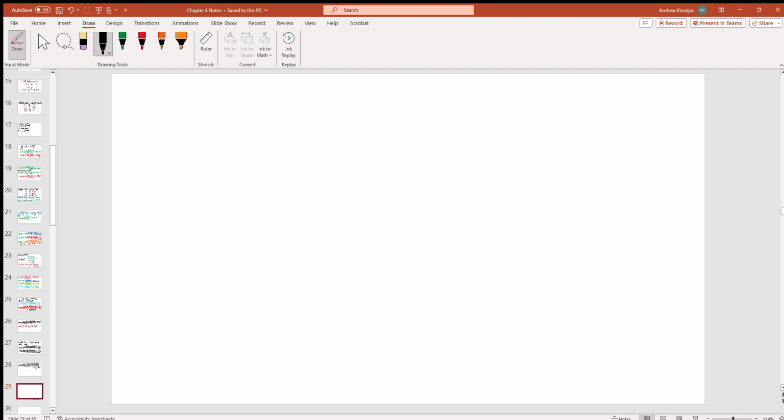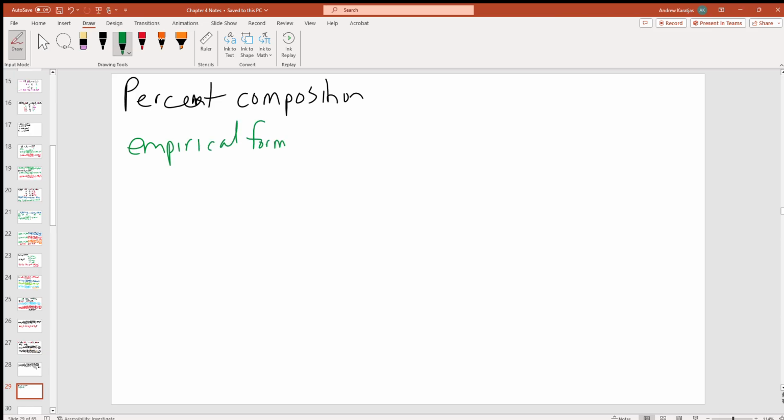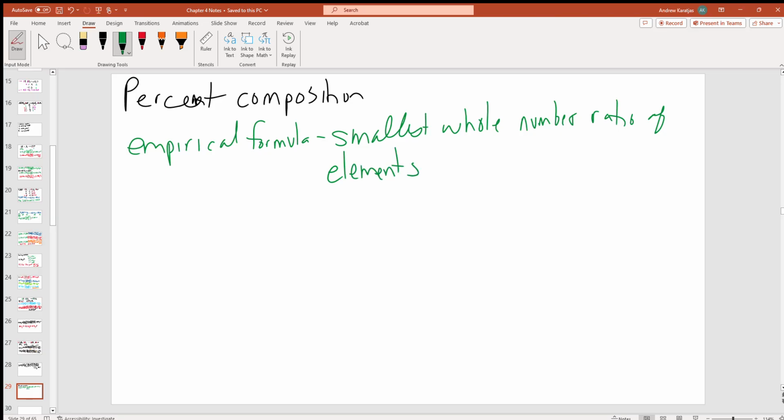The final piece in this chapter is to look at percent composition. And we start by defining what we call empirical formula. Empirical formula is the smallest whole number ratio of elements in a compound.